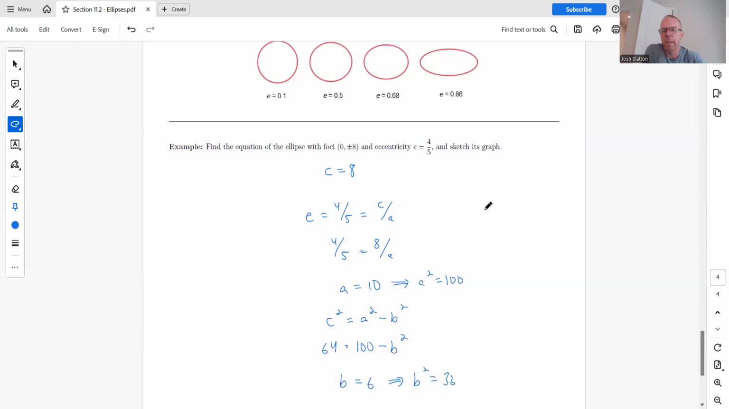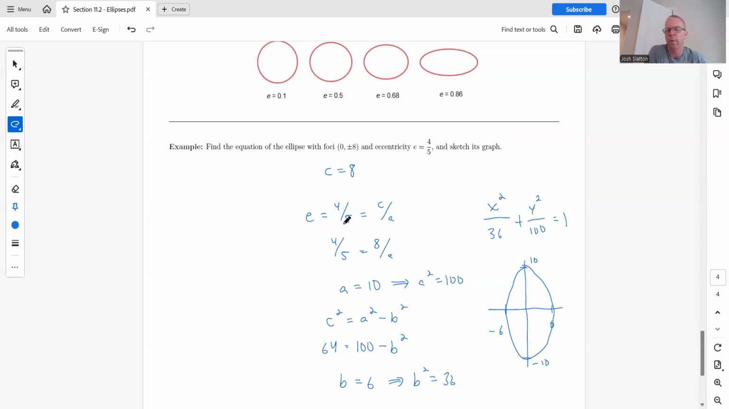Let's see, we're elongated vertically. So we have x squared will be over b squared, and then y squared will be over a squared, and then that equals 1. And then if we want to draw this, we'll have 10 and negative 10. We'll have 6 and negative 6. And then there is our ellipse. And we can see this one, 0.8, that's going to be a much more elongated ellipse.